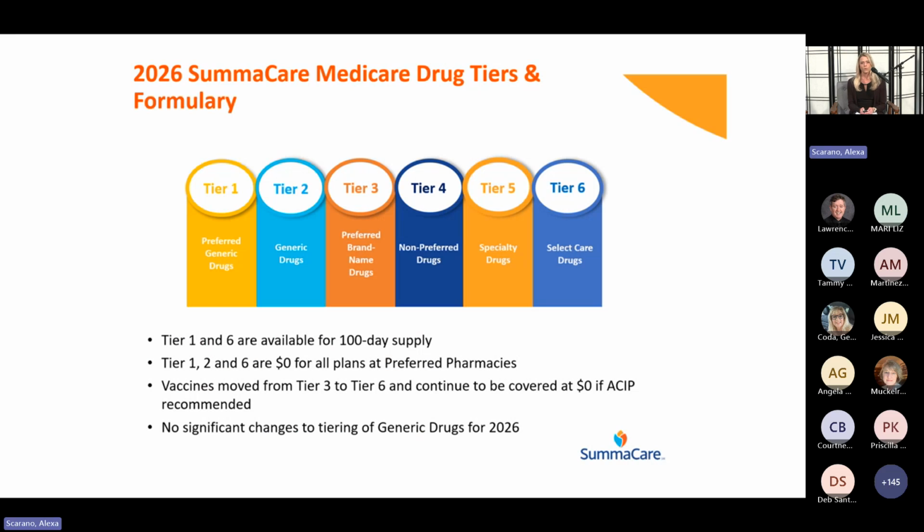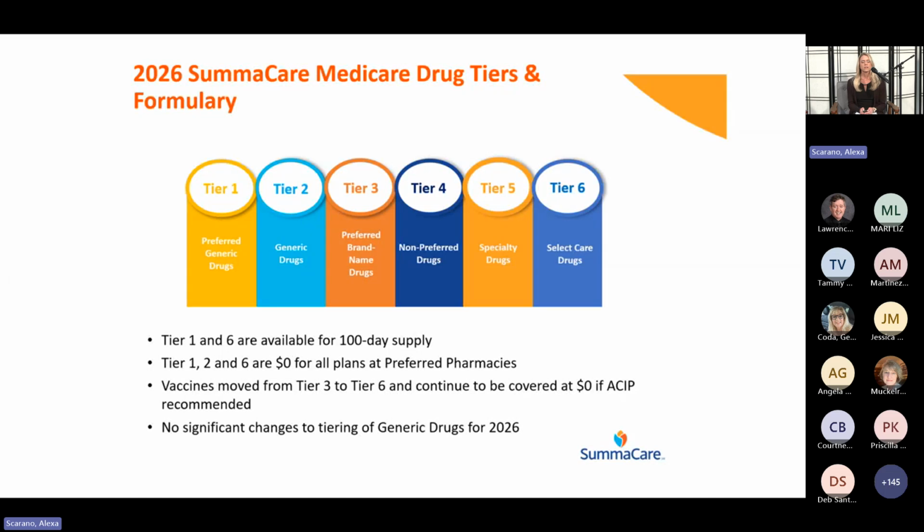Want to touch base on the formulary. So we still have a 6-tier formulary, with tier 1 being preferred generics, tier 2 being generics, tier 3 is preferred brand name drugs with some up-tiered generics into that tier. Tier 4 are non-preferred drugs, tier 5 is our specialty tier, and tier 6 is select care drugs, which includes drugs that treat things such as hypertension, diabetes, and cholesterol. So those are offered at lower cost. They're also the drugs really targeted for those adherence star measures that we focus on.